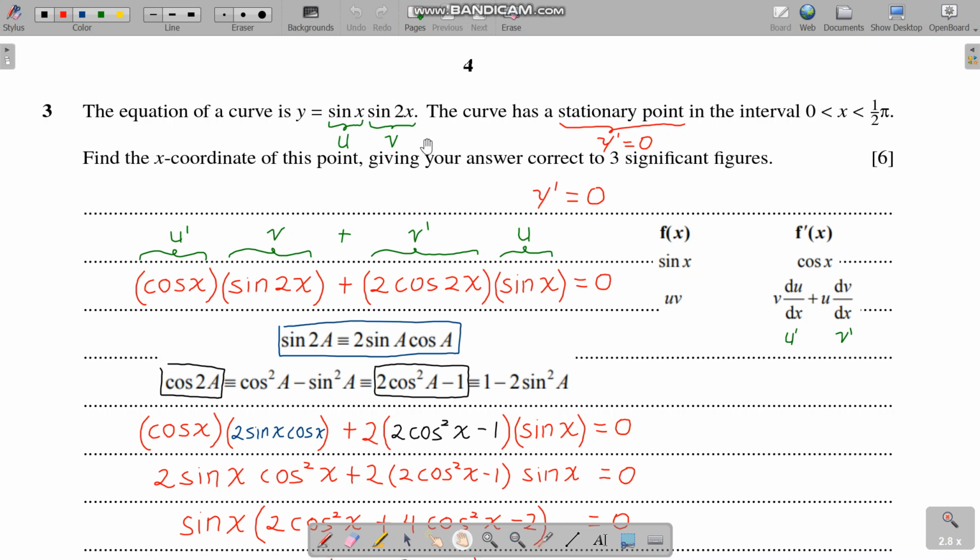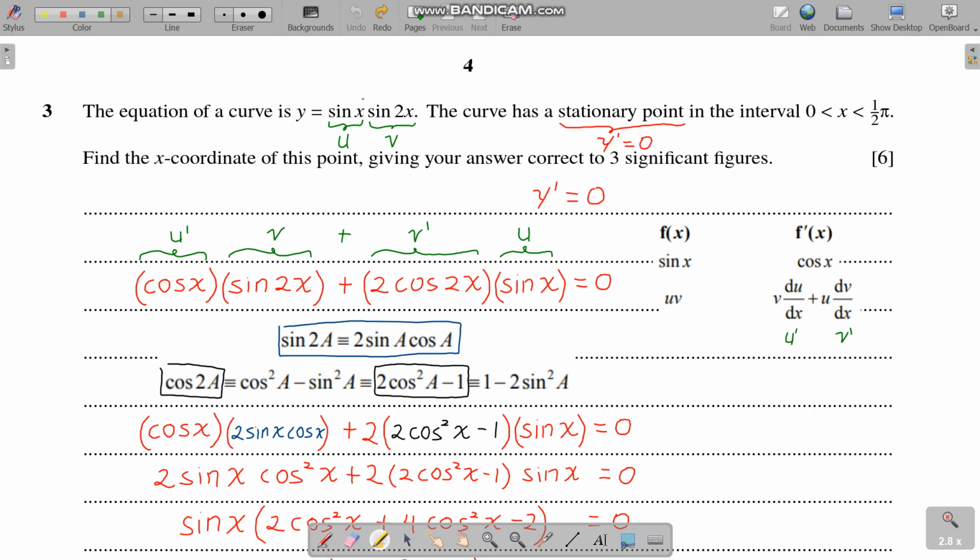Differentiation. The equation of a curve has a stationary point. Find the x-coordinate of this stationary point. So stationary point means y prime equals 0. So to find the y prime, we have to differentiate the y.